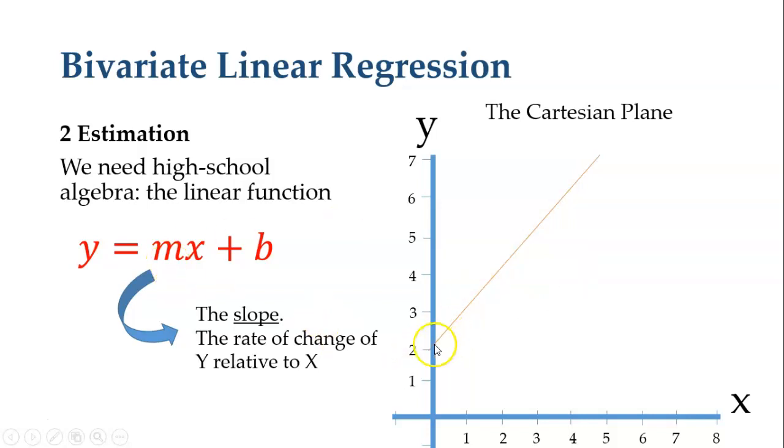So m tells us what is the inclination of this line, if it is going to be this way, or it's going to be this way, or it's going to be this way. And it also tells us the rate of change of y relative to x. Okay?